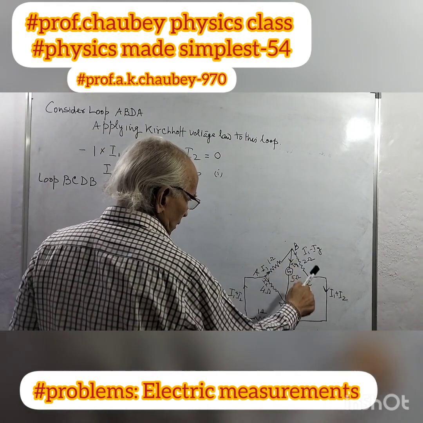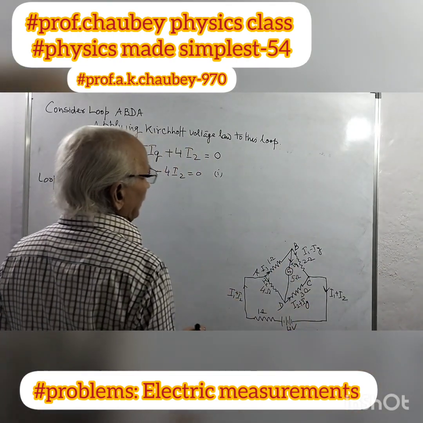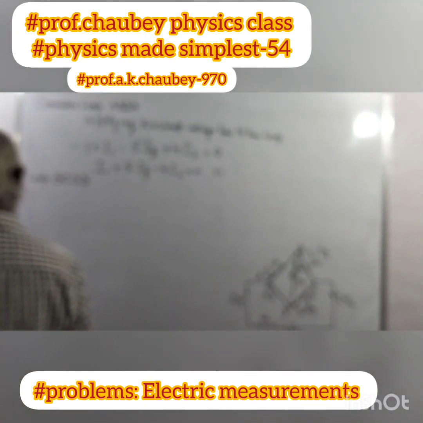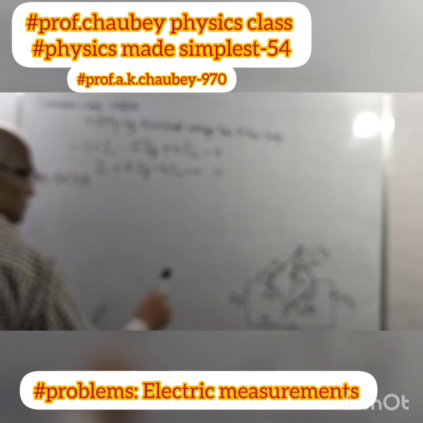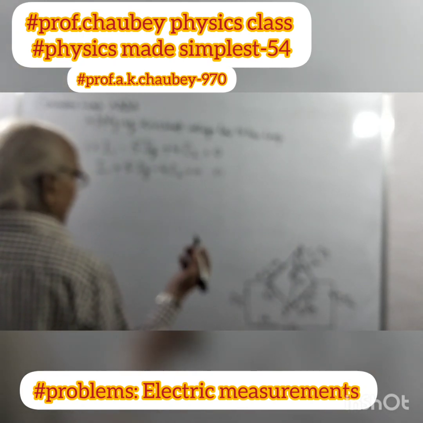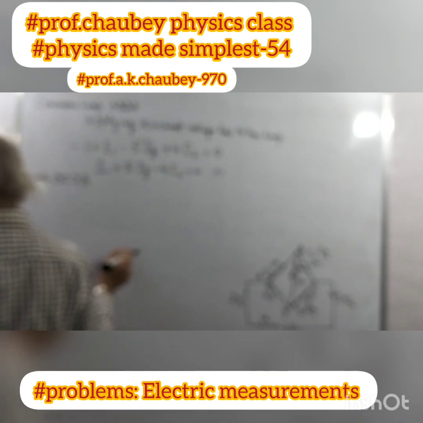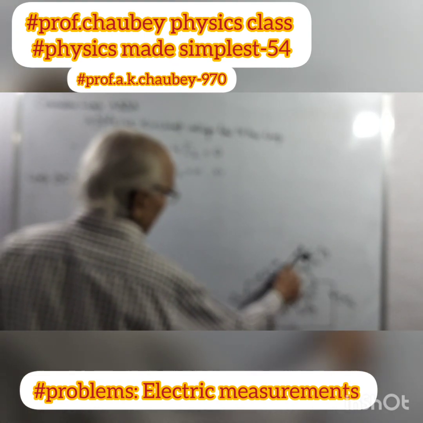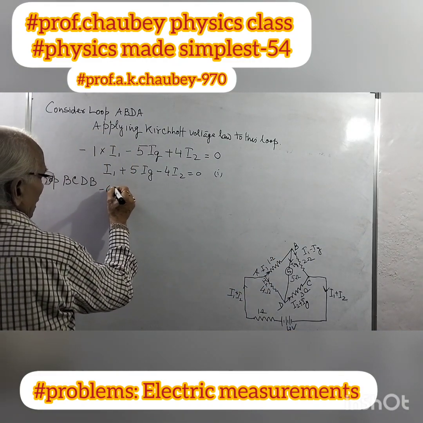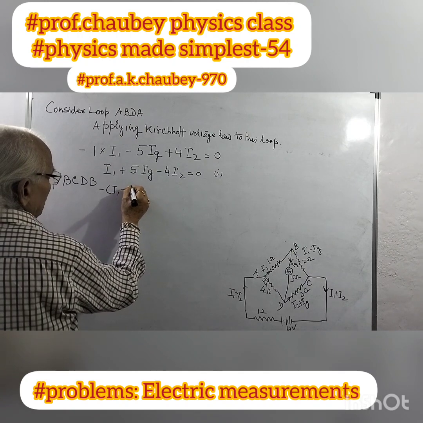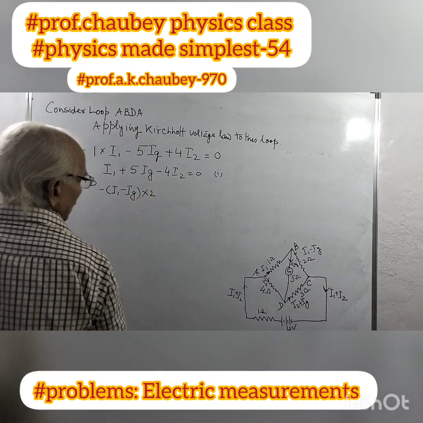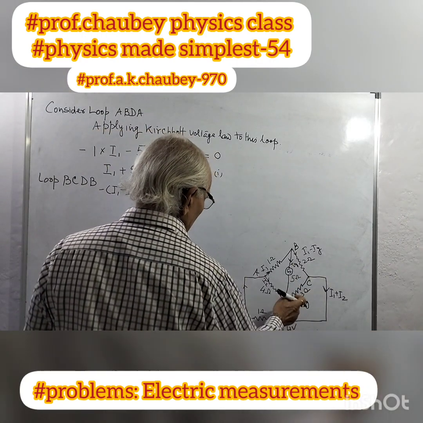For the loop BCDB, I again write the voltage equation, and the source is 0, so we write the currents. We take I1, the clockwise current, as negative and anti-clockwise as positive. So we take one direction. So this is minus 2 resistance and I1, Ig opposite side. So minus I1 minus Ig into 2 resistance, and then this and this.